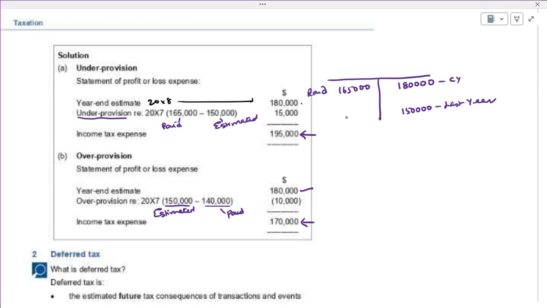How much is the difference? You see, 180 plus 150 minus 165. 180 is the current year, 150 is the last year. How much have we paid now?